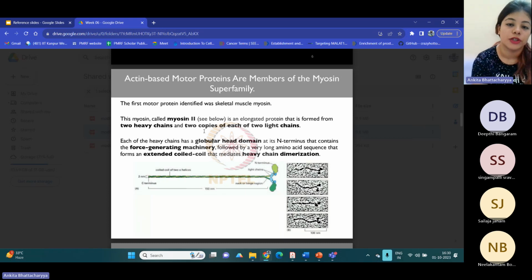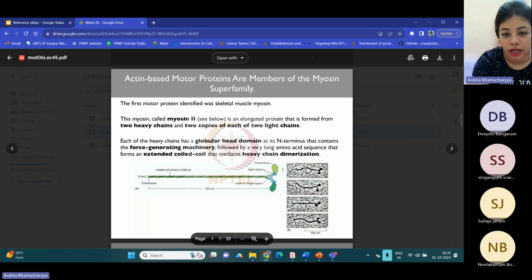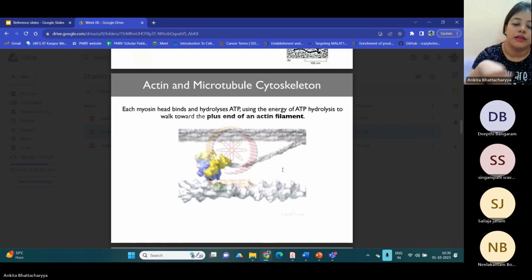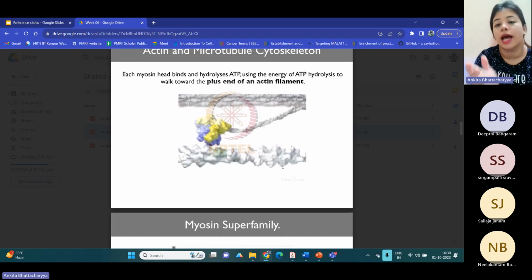The first motor protein that was observed was the skeletal muscle myosin. Myosin 2 particularly was seen, which had two heavy chains and two light chains. It had a globular head domain that had the force generating machinery, and very long amino acid sequences in an extended coil format, which mediated heavy chain dimerization. The myosin head binds and hydrolyzes ATP and uses the energy released to move towards the plus end of the actin filament. It is an actin associated motor protein.